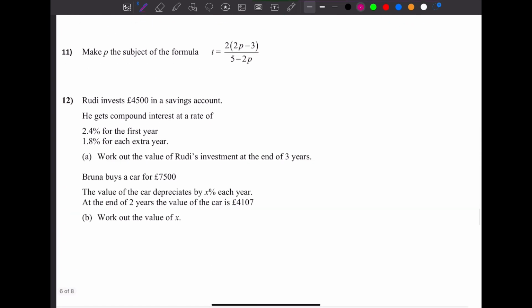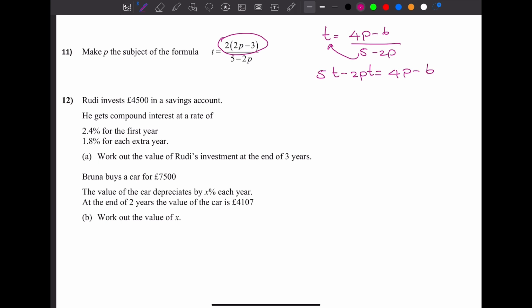All right, next one. Changing the subject of the formula, a very typical question. This is a bracket, so just multiply it. t equals (4p minus 6) over (5 minus 2p). Take this and multiply it over here: 5t minus 2pt equals 4p minus 6. You want to make p the subject, so keep the p terms on this side.